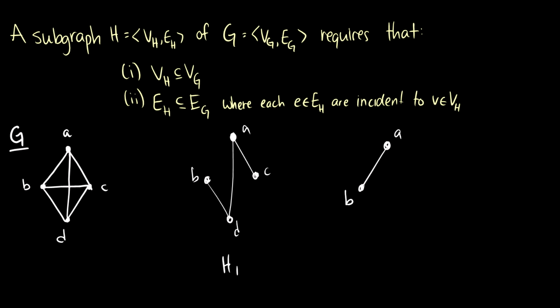So what's another subgraph of G? Well, there's this one, AB. This is a subgraph of G because we kept A and B, so AB is a subset of ABCD, and the edge set AB is a subset of the edge set AB, AC, AD, so on and so forth. So, that is a subgraph.